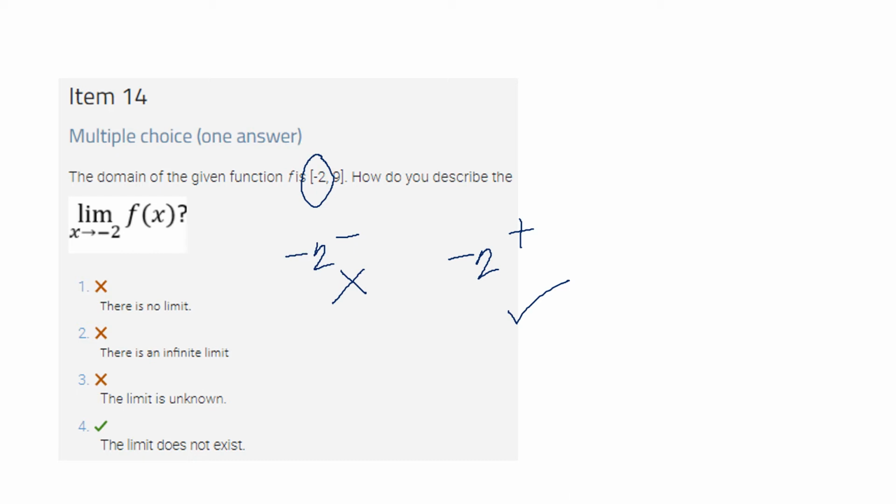Because left of negative 2 is not possible, that means the limit does not exist, especially since what is being asked is two-sided. Two-sided in the sense that it does not ask for only the left or right. Okay? So you need to take a look at both sides. If one side does not exist, then the limit will not exist too.